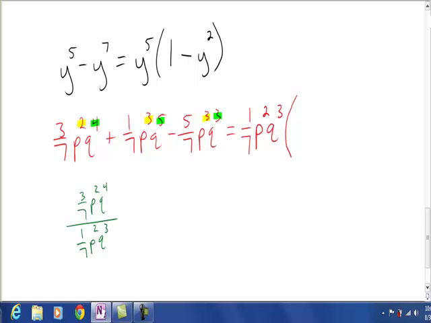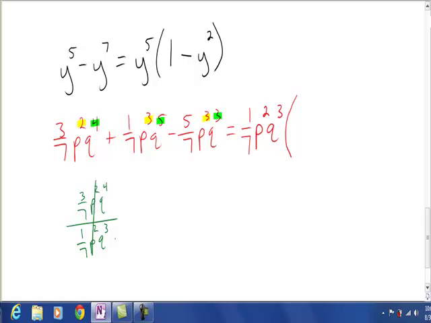Well, what do we have left? The p's are easy, right? The p's cancel each other out. They're gone. How about the q's? Well, I got 4 q's on top. I got 3 on the bottom. So this 3 is going to cancel out all but one of these 4 q's. So all I'm going to be left with on top is just a single q.